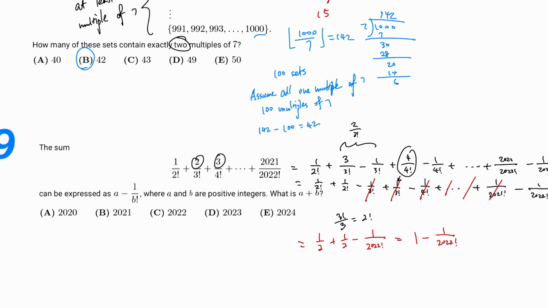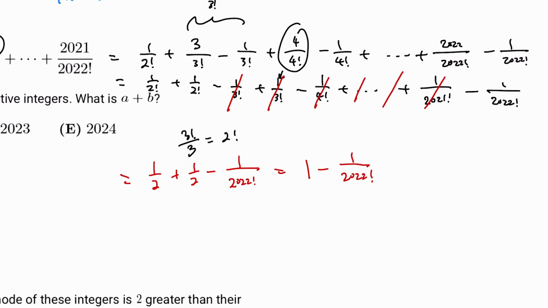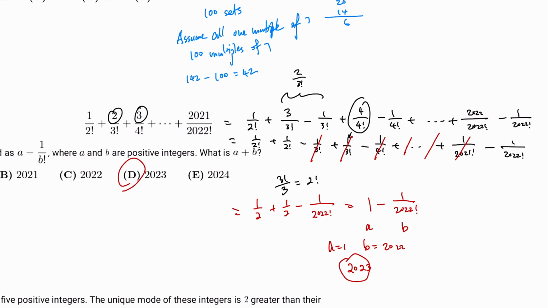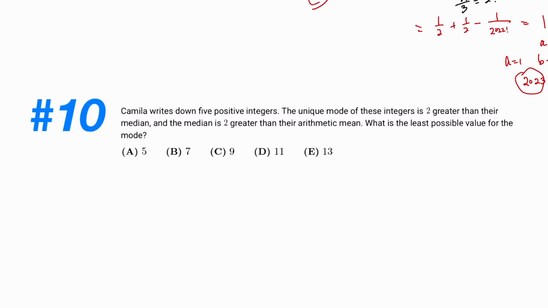And our answer is in the form of a minus 1 over b factorial. So we have a equals 1, b equals 2022. So our answer is going to be 2023. Answer choice D. All right, number 10.